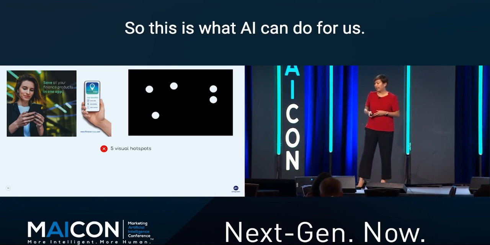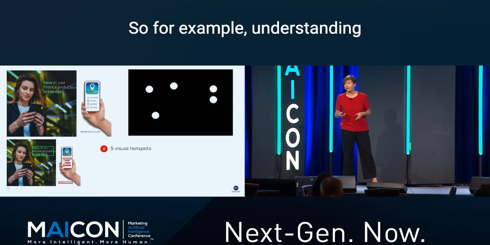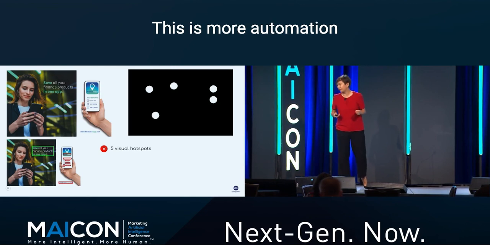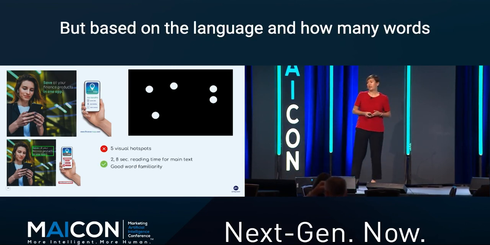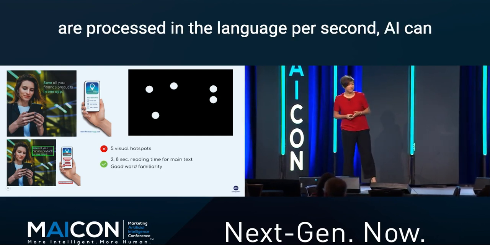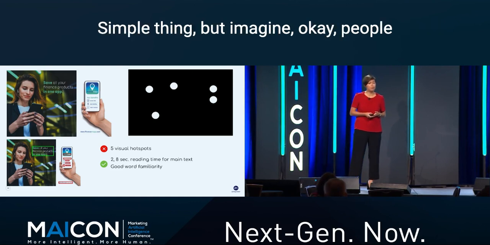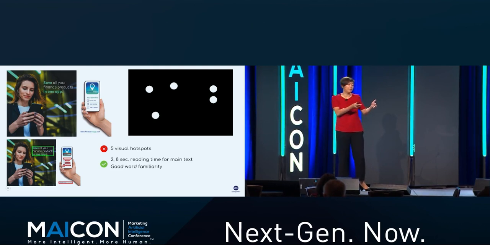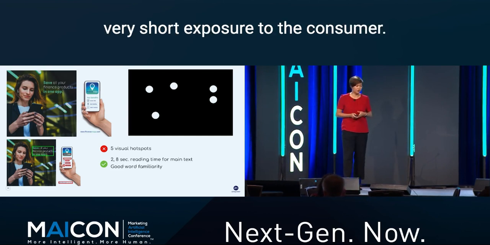So this is what AI can do for us here. But there are also other things. For example, understanding the reading time. To be honest, that's not super AI. This is more automation and a simple algorithm. But based on the language and how many words are processed in that language per second, AI can tell you how long it takes to read the main text. Simple thing, but imagine, usually people count words to judge if this really is good enough for creative assets with a very short exposure to the consumer.